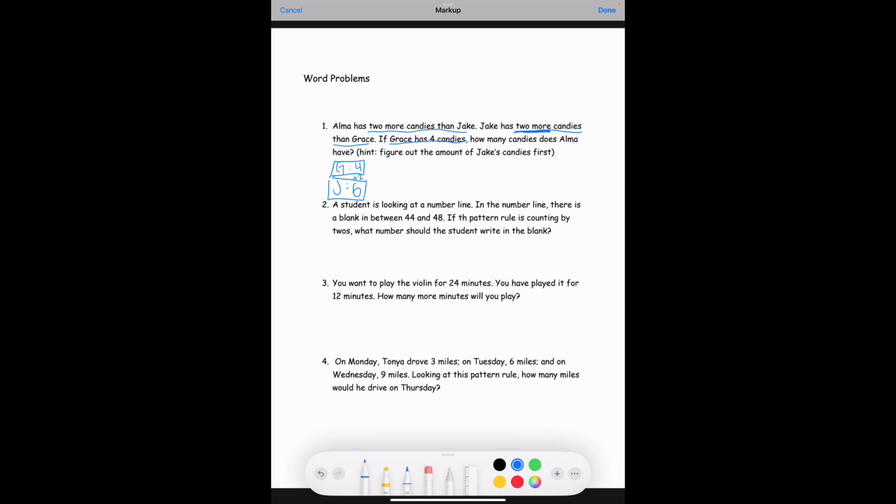And in the beginning, it said Alma has 2 more candies than Jake. So now we found out that Jake has 6 candies, and Alma has 2 more than Jake. So we're going to add 2 to Jake. So it's 6 plus 2. And now we can see that Alma has 6 plus 2 equals 8. So Alma has 8 candies.